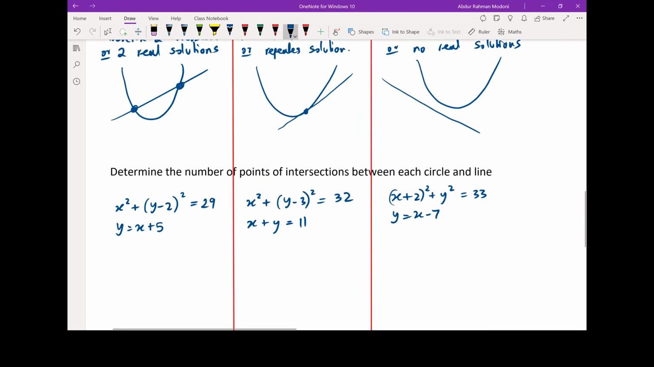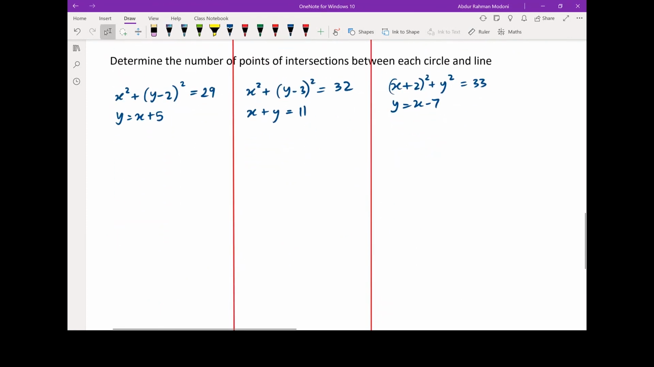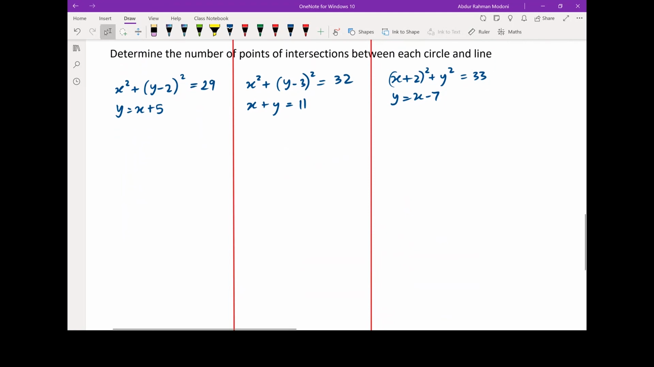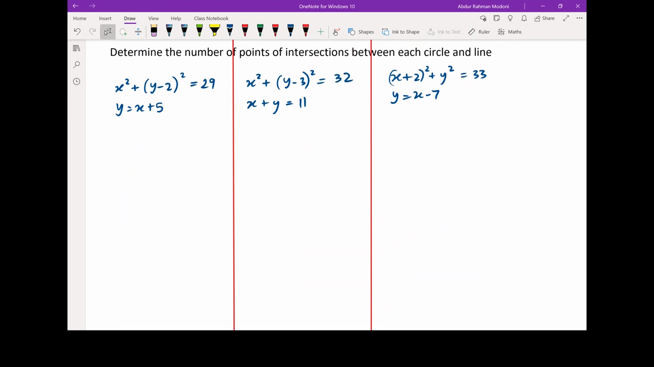Now, let's look at one more scenario here, which is looking at trying to determine the number of intersections between a circle and a line. So we've got the equation of a circle, the top ones in each of these cases, and the line. Start by doing the same thing. If we're trying to determine intersection, we would try and solve this simultaneously. So substitute equation 2 into equation 1.